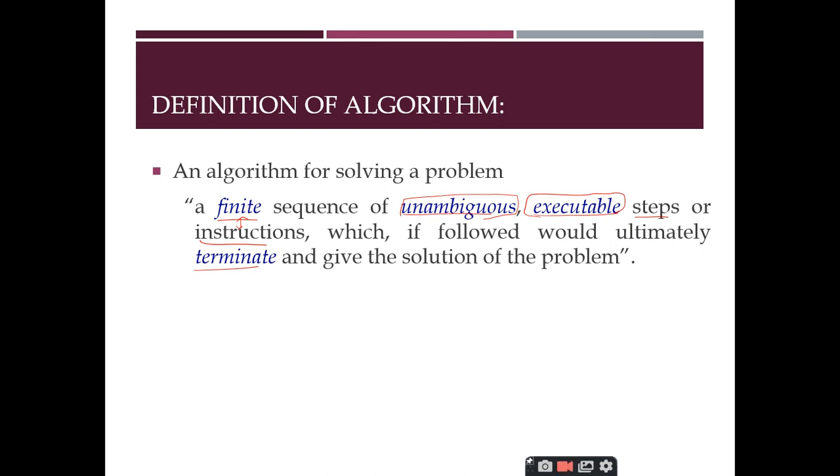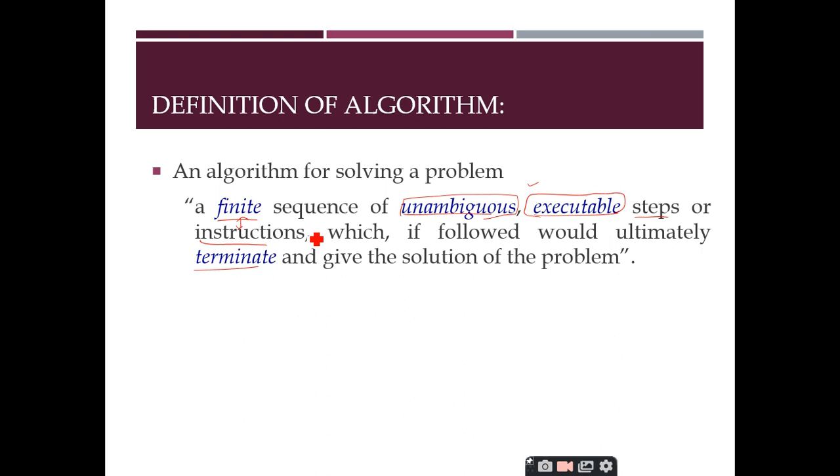But unambiguous means the instructions given for a particular problem should not be confusing. If I write a particular statement, it should give a particular meaning. It should make sense to the programmer or the person who is reading this algorithm, right? And similarly, they should be executable. You should not write some dumb statements which are not executable. So this is how we define these instructions in an algorithm: they should be unambiguous, executable, and finite in nature.